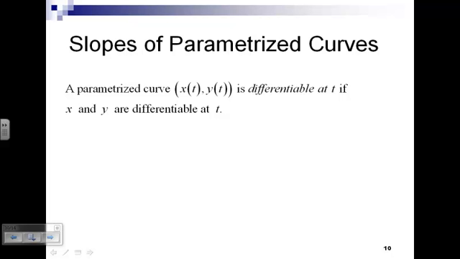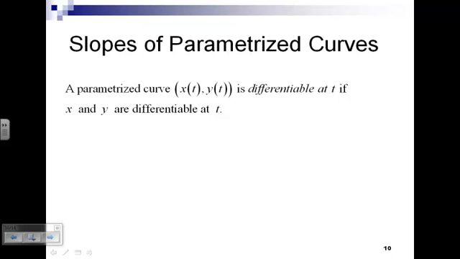can use the chain rule to find out the slopes on curves that are given parametrically. Okay, so let's start with this idea that we have a parameterized curve. It's made up of two functions, x of t and y of t. T is our independent variable, and now x and y are dependent on our choice of t.